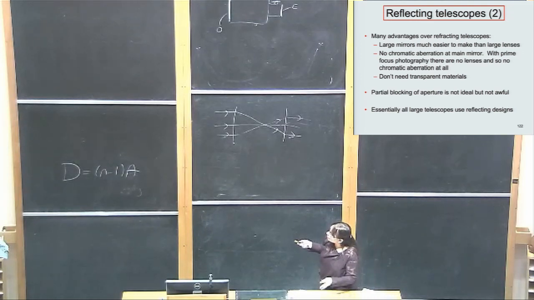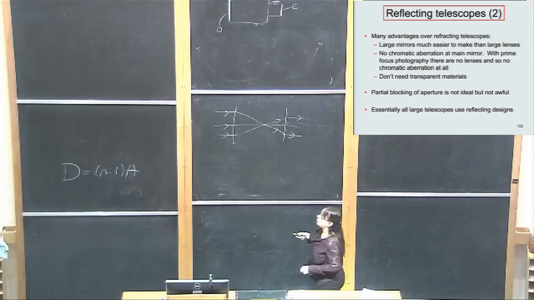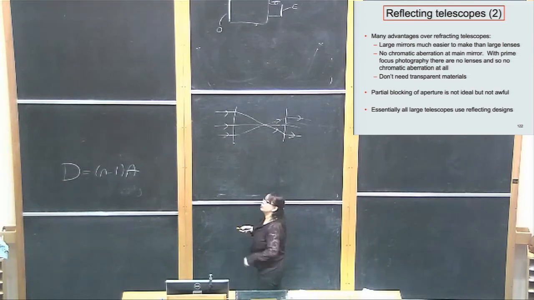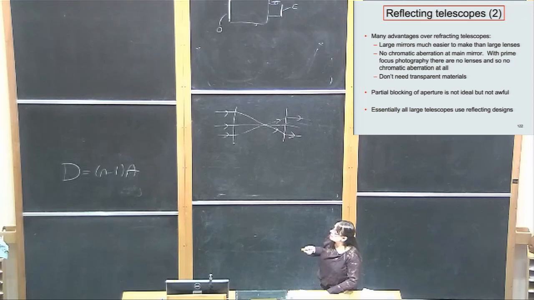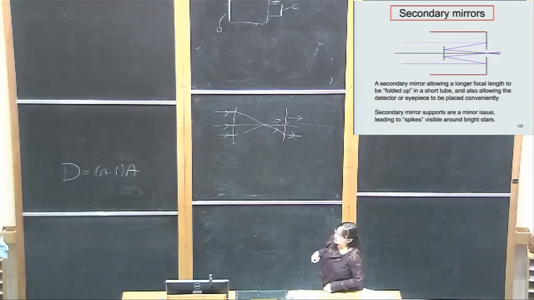The downside is this partial blocking of the aperture. It's not ideal, but it turns out not to be terrible, and we'll look at some practical designs where this is minimized in a minute. And as I said, essentially all large telescopes these days are some kind of reflecting design.